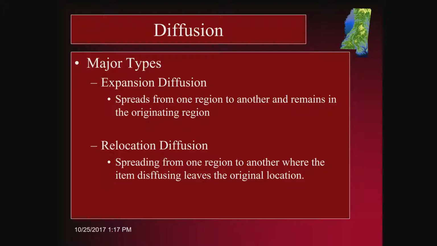Expansion diffusion spreads from one region to another and remains in the originating region. Relocation diffusion, which I think is better modeled when we talk about it next week, spreads from one region to another where the item diffuses and leaves the original location. Most of the things we talked about with plants, animals, and diseases fit better into that expansion diffusion category.